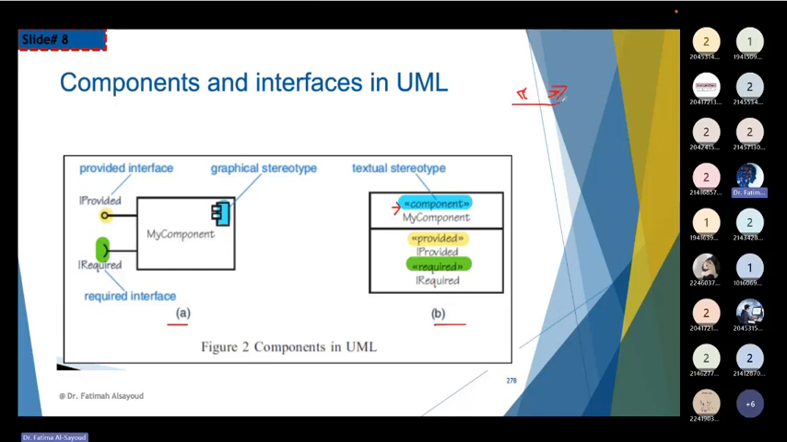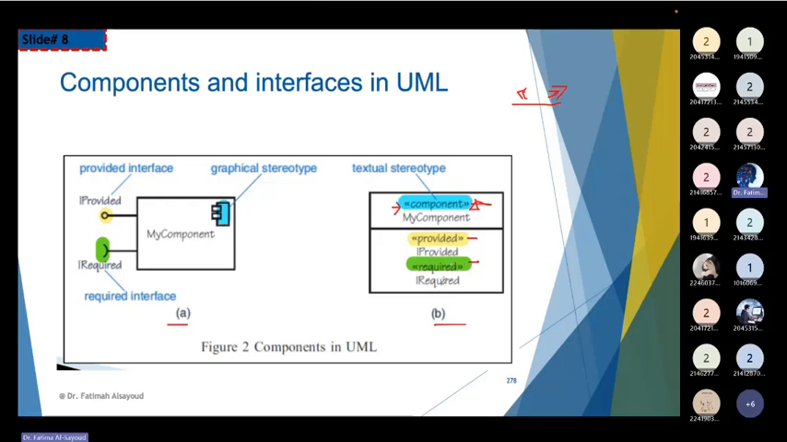This is called a stereotype. So how many stereotypes can I explain in my component? Three. One of them is for the component itself, which is the component stereotype. I have two for the interfaces, provided for the provided interfaces and required for the required interfaces.